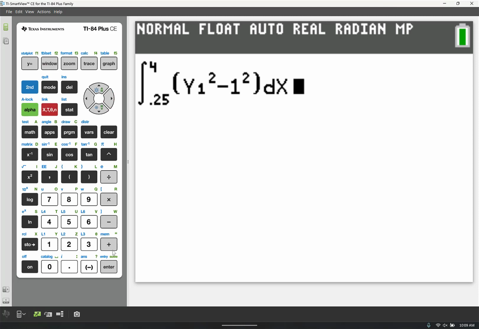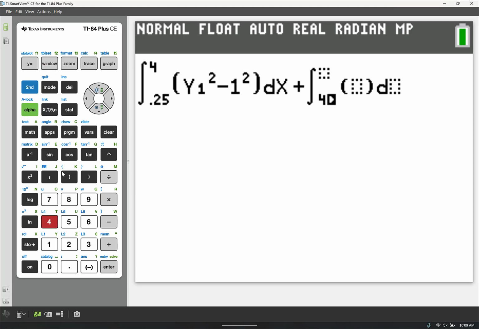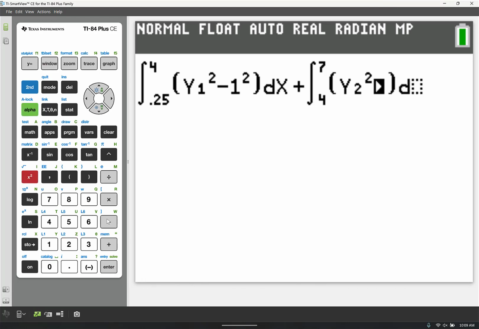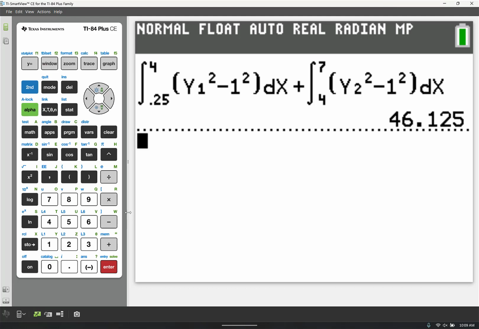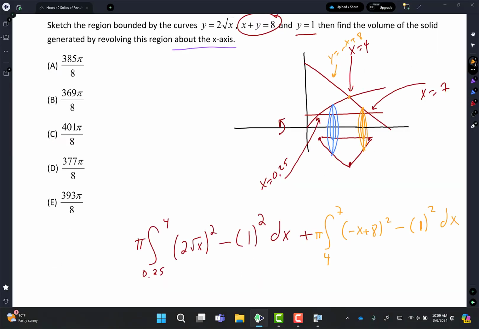X plus math 9 from 4 to 7. And I want to say that I had it on y2. Alpha trace y2 squared minus 1 squared. Put an x on it. Push enter. Oh, that answer is not in there. Yeah, it is. Turn into a fraction, math, fraction, enter. And then what do I put on top? A pi. So look for 369 pi over 8.